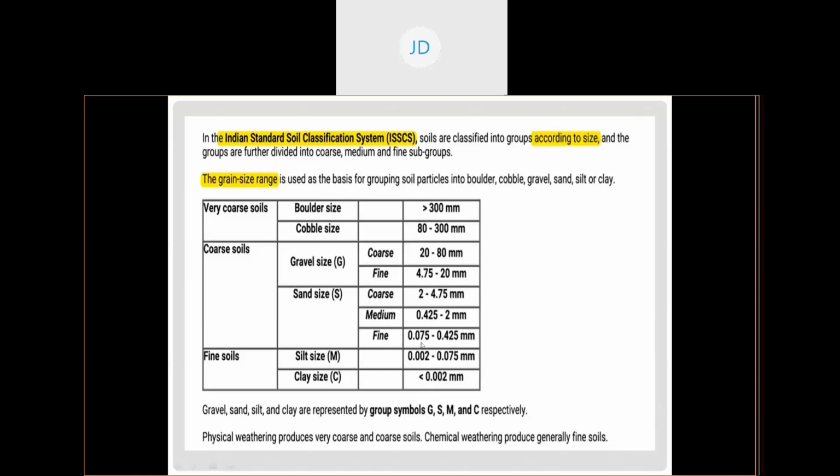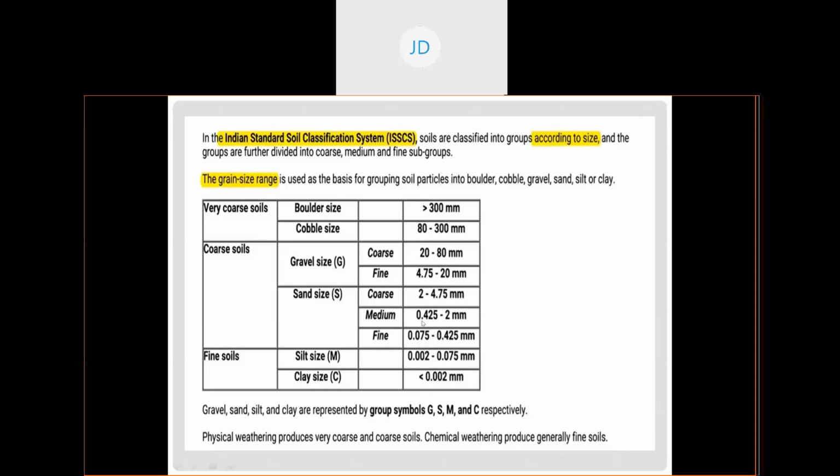Now, the minimum size is how much? It should be more than 0.075. If the soil size ranges from 0.075 to 0.425 millimeter, that type of soil is sandy soil, but it is fine sand. It will be termed as fine sand.